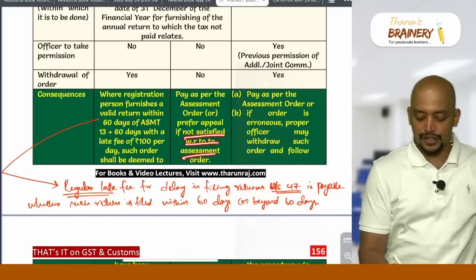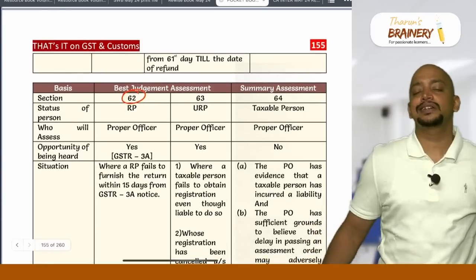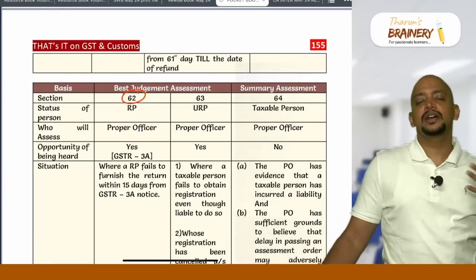If not satisfied with the order, then you can prefer an appeal. Whereas in case of summary assessment, section 64, this is also like an income escaping assessment.